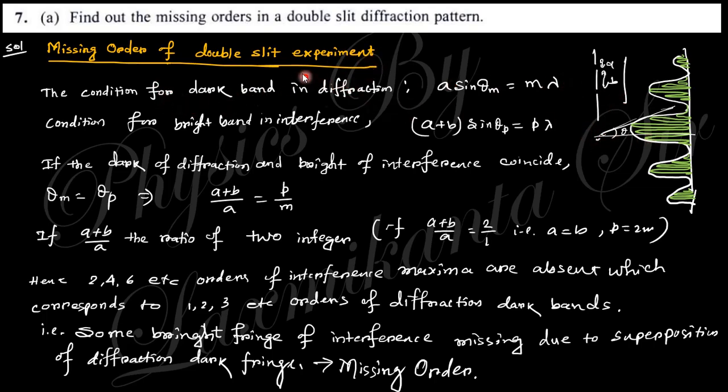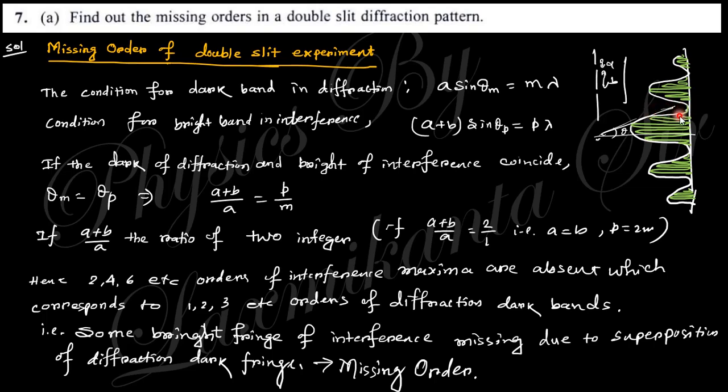Suppose in the double slit experiment, you know the diffraction pattern and interference pattern are superimposed. Due to the double slit, there is an origin of the interference pattern, and due to each slit there is an origin of the diffraction pattern. When the dark or low intensity condition of diffraction coincides with the condition for constructive interference, then what happens?